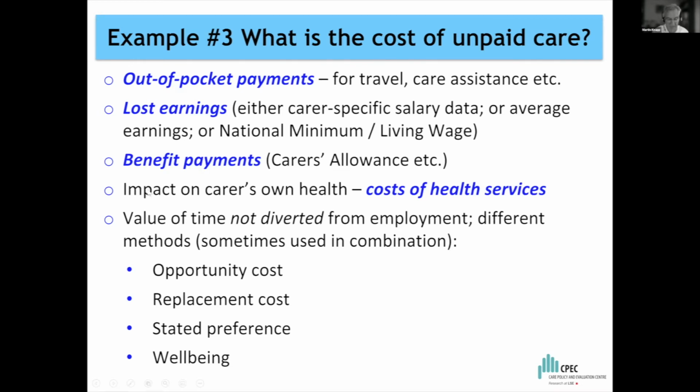There might be some benefit payments to look at. There might be some impacts on the carer's own health. So you could look at the cost of the health services that they use because of the stresses of being a carer. And then importantly at the bottom here, what about time that they spend in being a carer? And you can attach a monetary value to that. And we're not going to go into any detail about those, but the studies in the social care area now would normally include some estimate of that cost of unpaid care time.